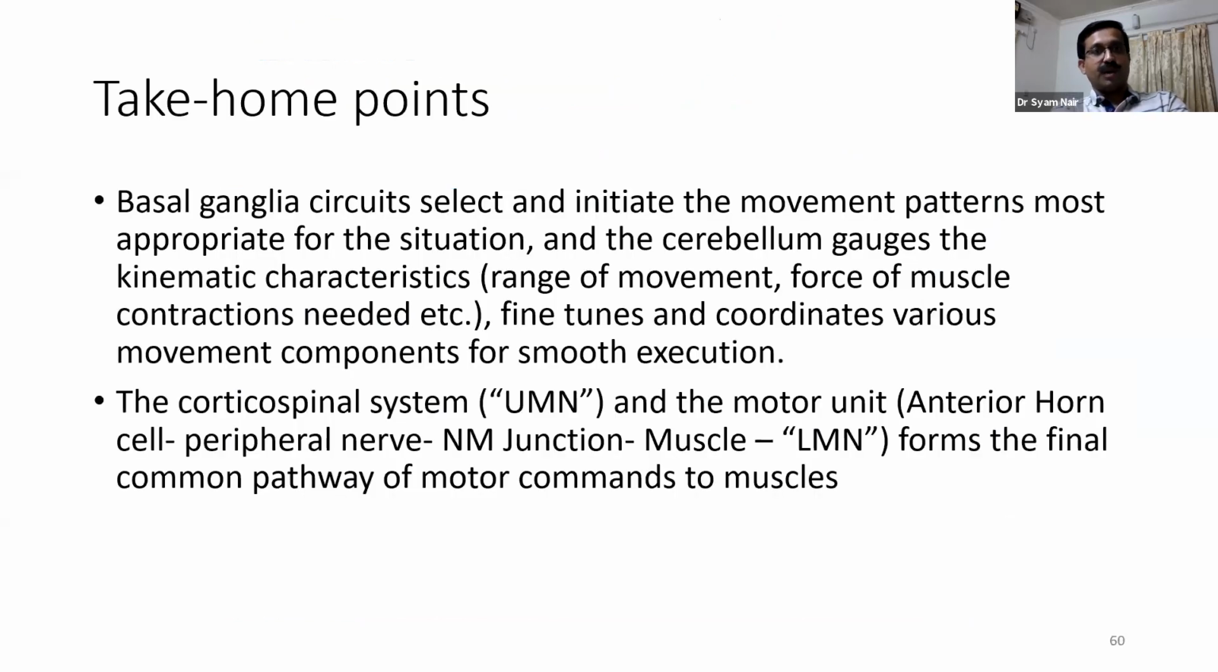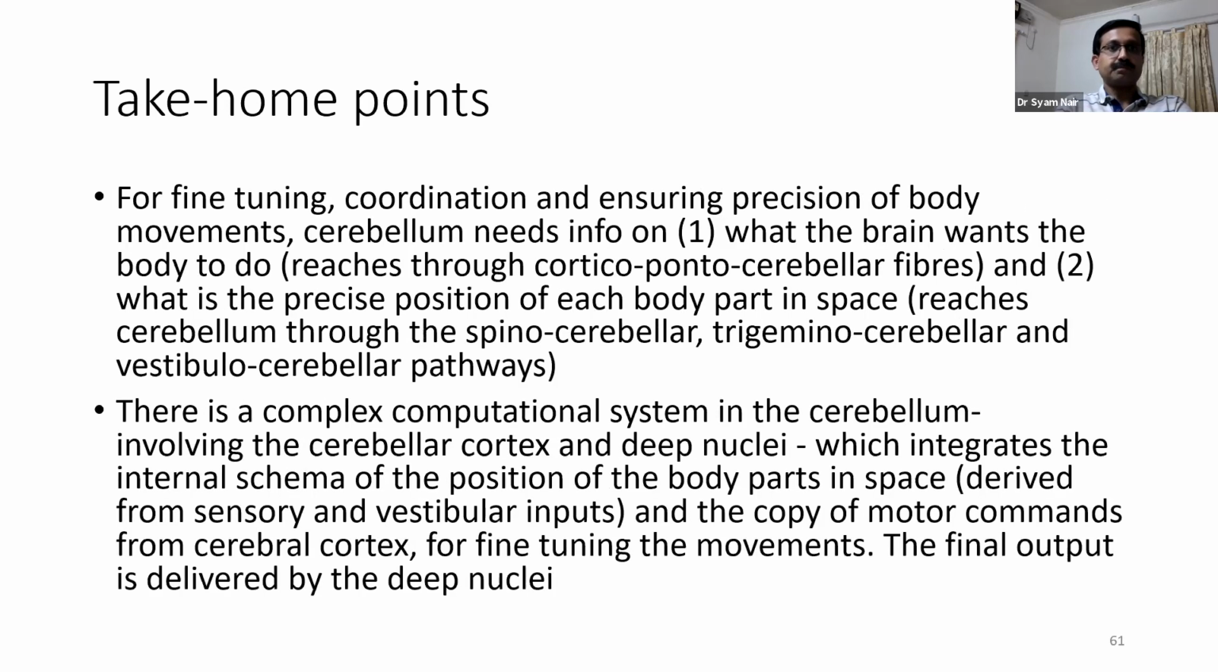So finally, the take-home points. Basal ganglia circuits select and initiate the movement patterns most appropriate for the situation, and the cerebellum gauges the kinematic characteristics, that is the range of movement, force of muscle contractions needed, etc. It fine-tunes and coordinates various movement components for smooth execution. The corticospinal system, that is the UMN system, and the motor unit, that is the anterior horn cell, peripheral nerve, neuromuscular junction and muscle, the LMN, form the final common pathway of motor commands to the muscle.